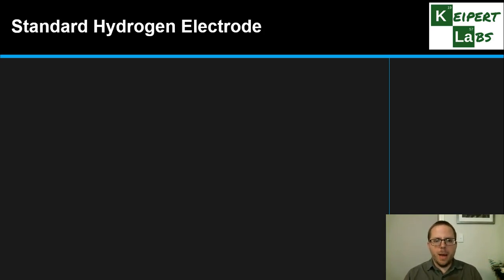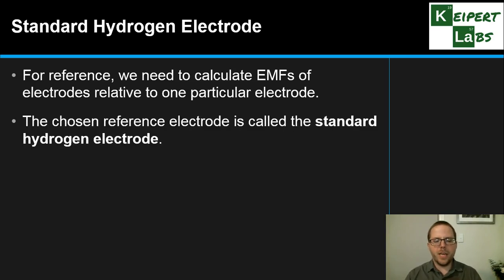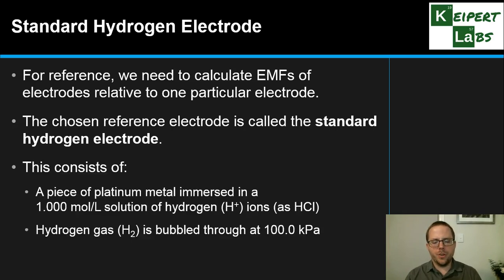But we want to be able to actually work out what that maximum is. So in order, then, we set up a whole bunch of different half cells and we connect them up to one particular electrode, which we have set to be hydrogen. Okay, we set up the standard hydrogen electrode. So this is kind of how it's set up, and I'll show you a diagram in a moment. So we have a piece of platinum metal, which is our electrode, immersed in a 1.000 mole per litre solution of hydrogen ions in the form of hydrochloric acid, a strong acid. And we bubble hydrogen gas through at exactly 100.0 kilopascals of pressure.